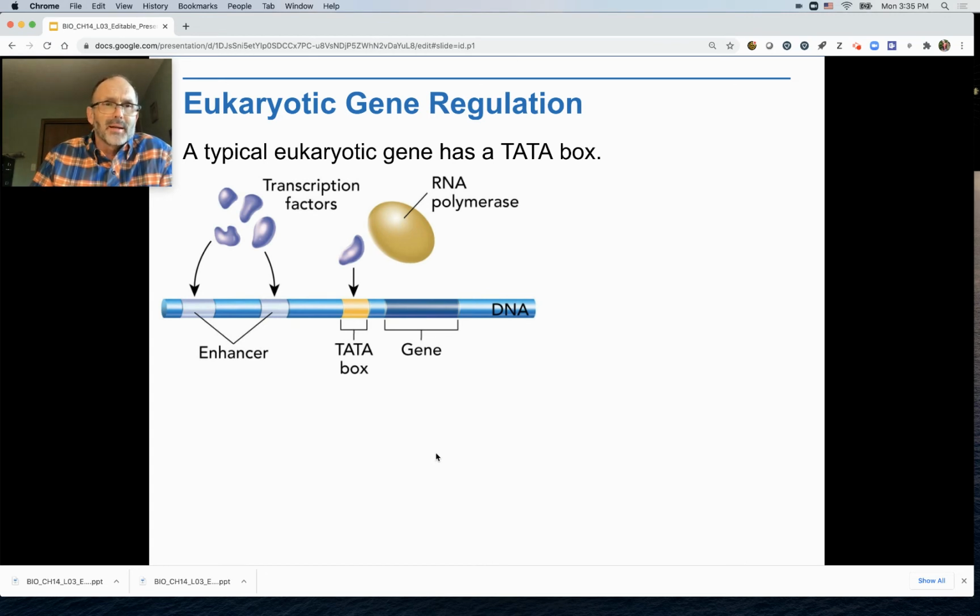So eukaryotic cells and gene regulation, they have these TATA boxes. It's either a sequence of TATA or TATA-AAA. It's a sequence of repeating nucleotides that code for gene regulation.